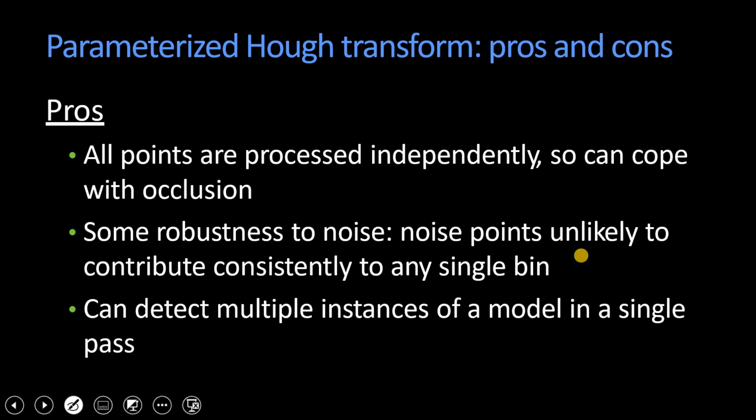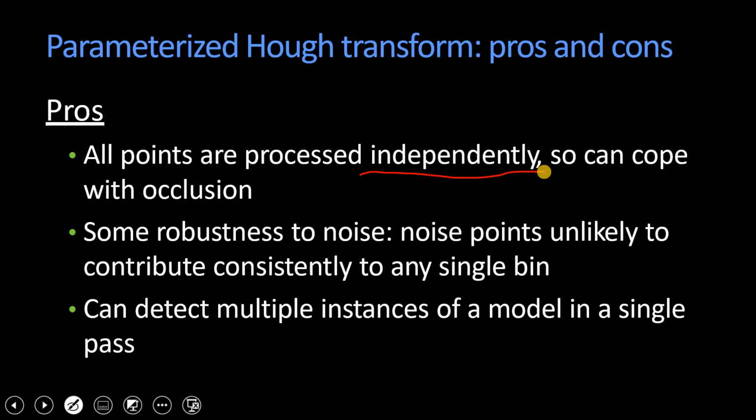Leave it. And the Hough transform, what can be the good and bad points for the Hough transform? Now this is a good point, important. The pros for the Hough transform is that all points are processed independently. Every pixel in the edge image votes independently, it does not care about others.